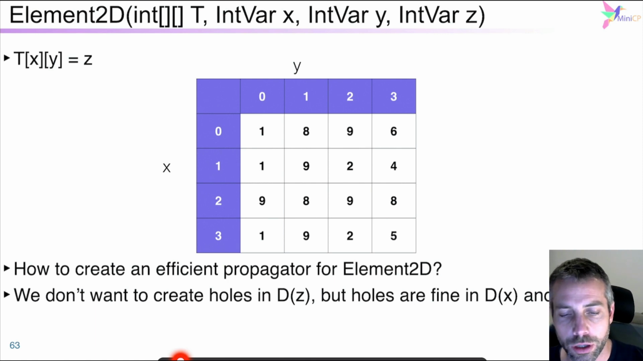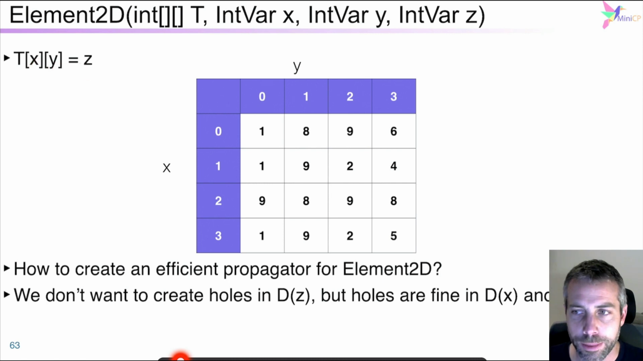It has a signature receiving in the constructor a two-dimensional array of integers, variables x and y, which are the two index variables, and z, which is the target variable. And it will enforce the relation t at the index x and y is equal to the variable z. The goal now is to create an efficient propagator for that constraint.